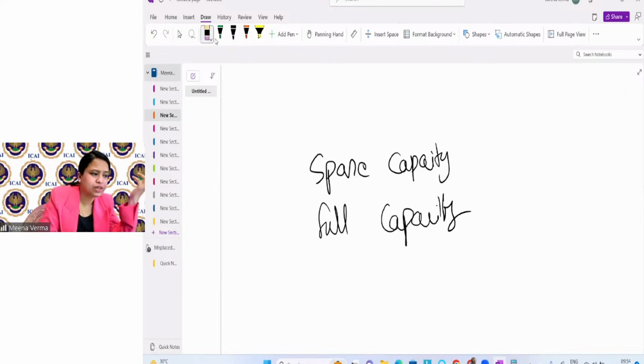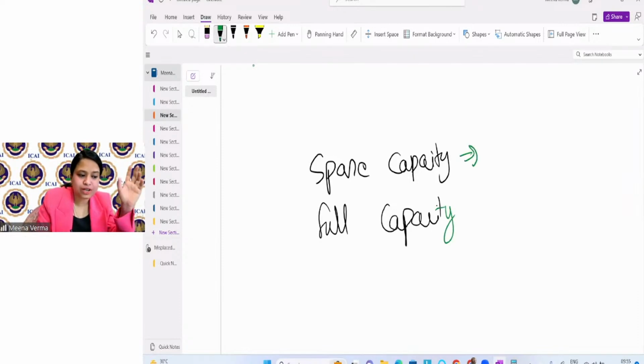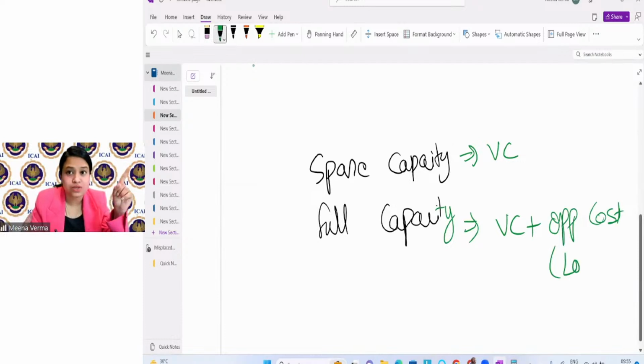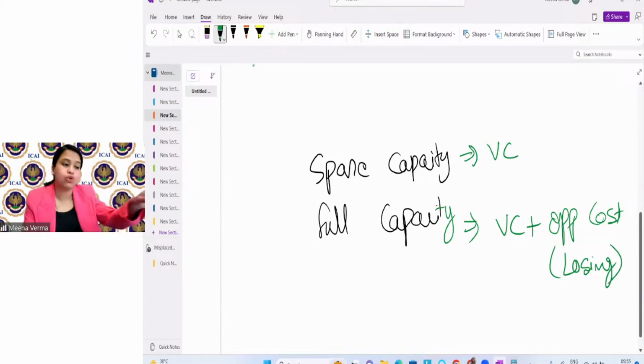You will see, is it working at full capacity or do they have spare capacity? So if they have spare capacity, recovering the variable cost is enough. But if they are working at full capacity, recover both variable cost and opportunity cost. Opportunity cost will include what you are losing if you transfer internally. Instead of selling outside, if you transfer internally, what you will lose, that you want to recover.